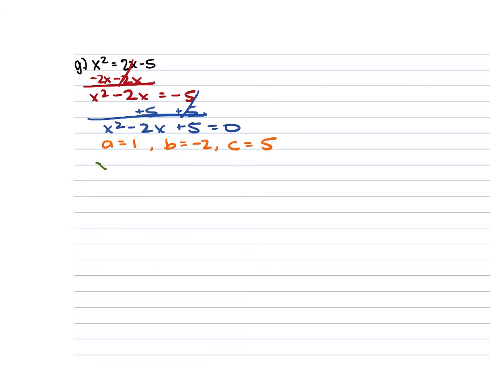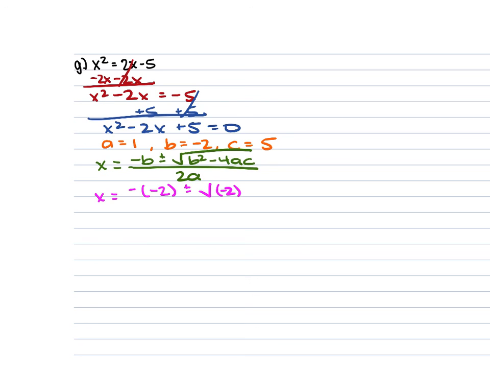And for this one, I'm just going to use the quadratic formula, so negative b plus or minus the square root of b squared minus 4 times a times c, all over 2 times a. So this is going to give us the opposite of negative 2 plus or minus the square root of negative 2 squared minus 4 times 1 times 5, all over 2 times 1.